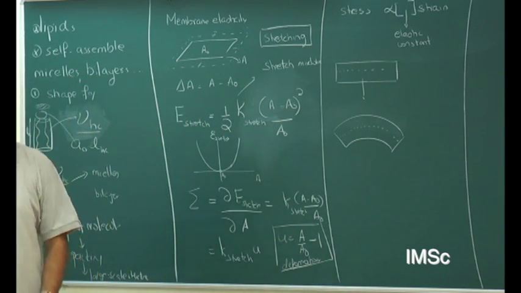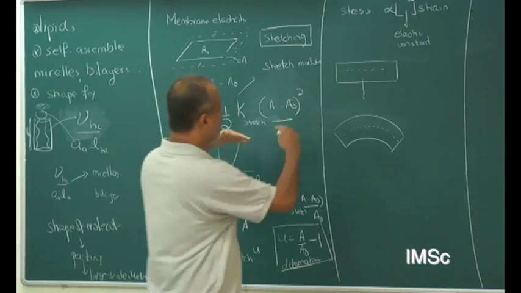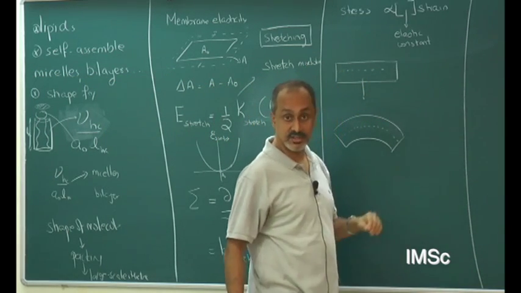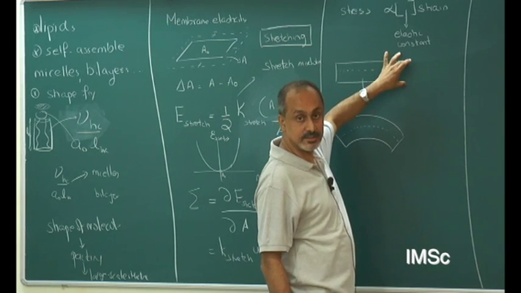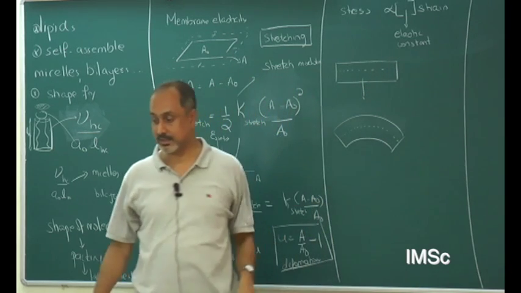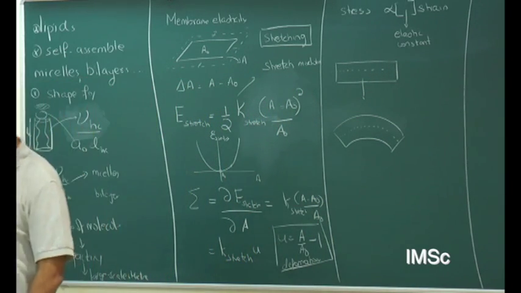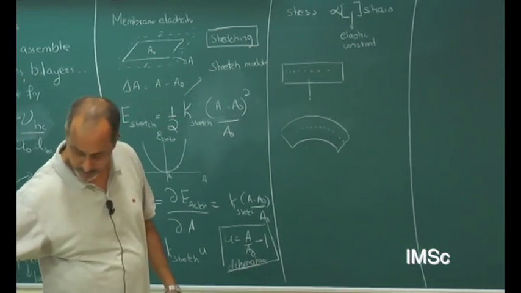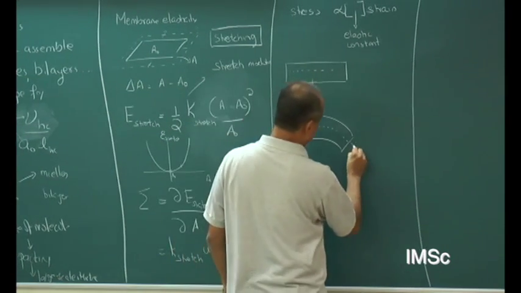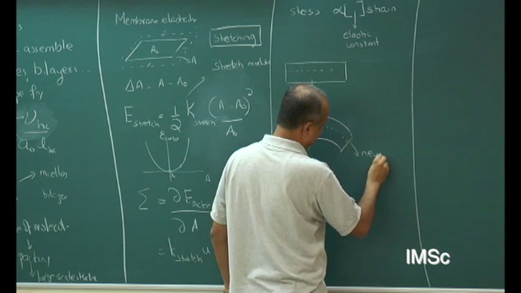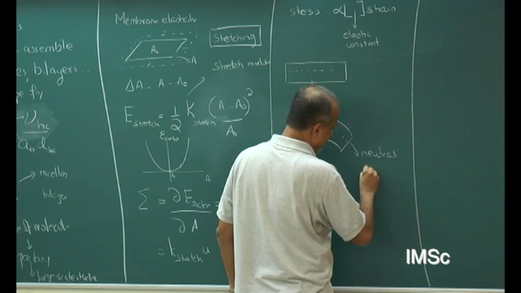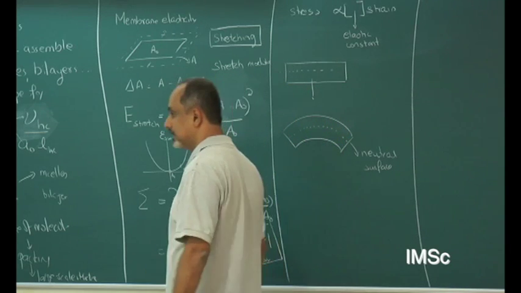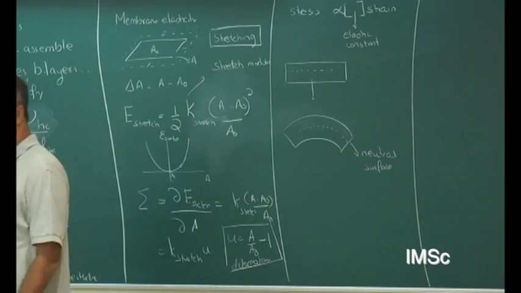Okay? So because this is a membrane, it's a sheet, it's actually a sheet that goes all the way into this. It's a sheet of some finite thickness, which I will call D. And this line here is called the neutral surface. And across the neutral surface, there is no stretching, no compression, and no pulling apart.